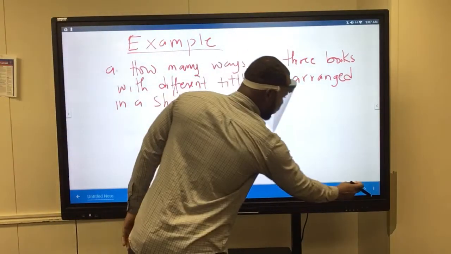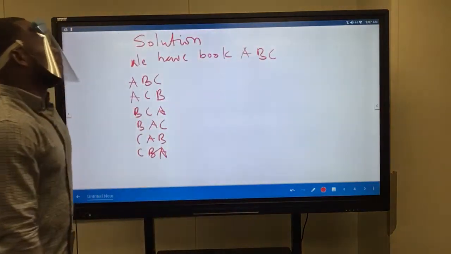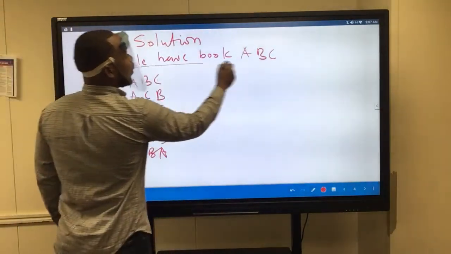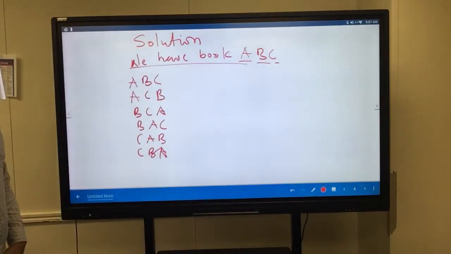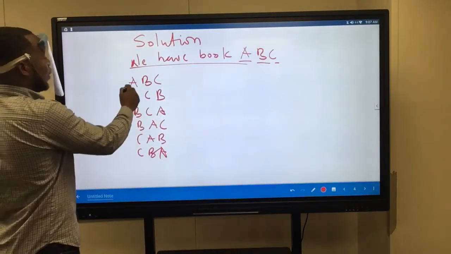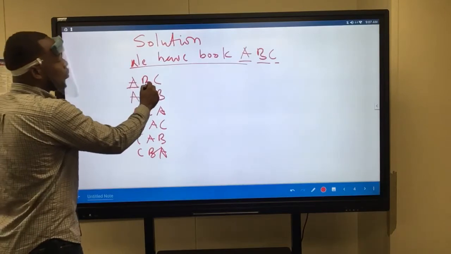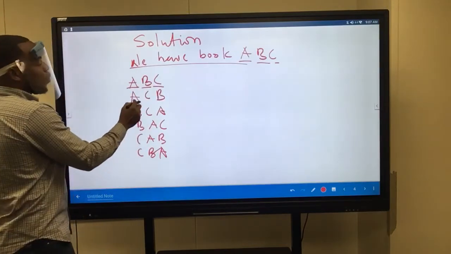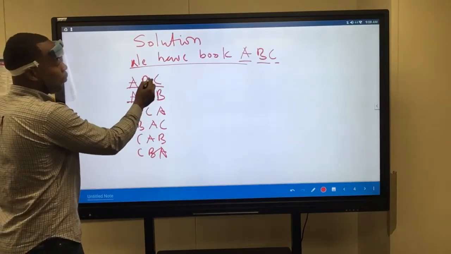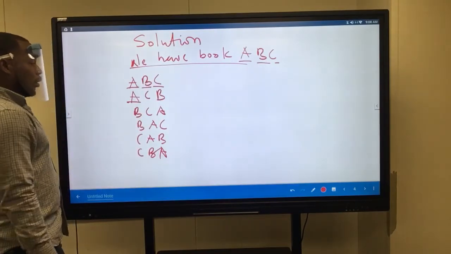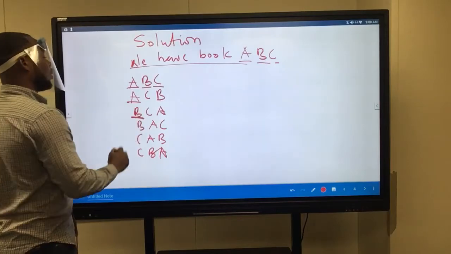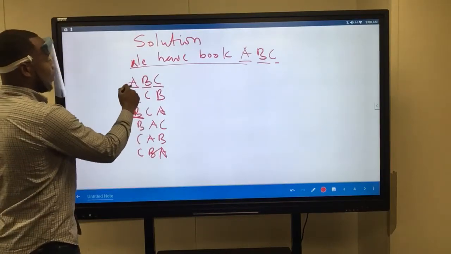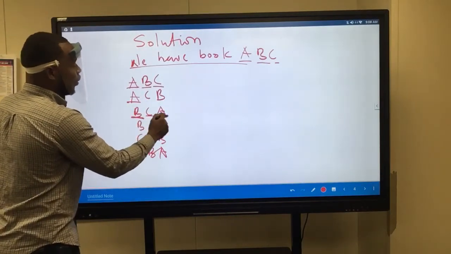So, imagine that we have books named A, B, and C. So there are 3 books and we want to arrange them. We can take the first book, the second book, and the third book, or maybe choose the first book and switch the position of the second and the third. We can take the second book first, then the last book, and then the first book.